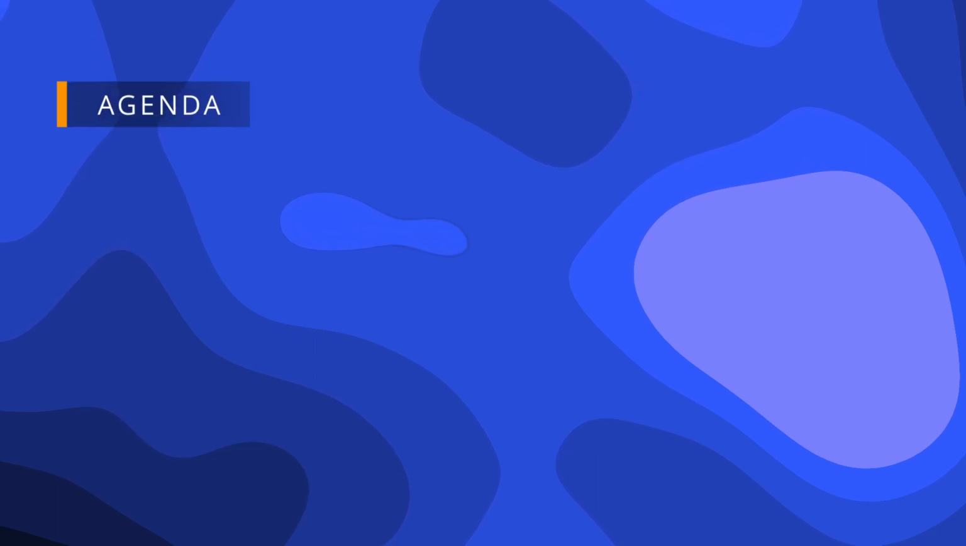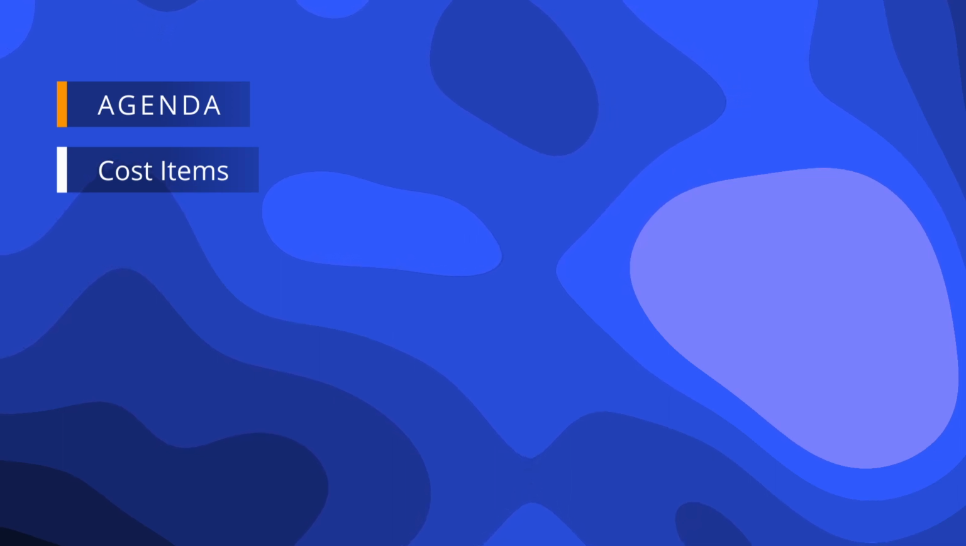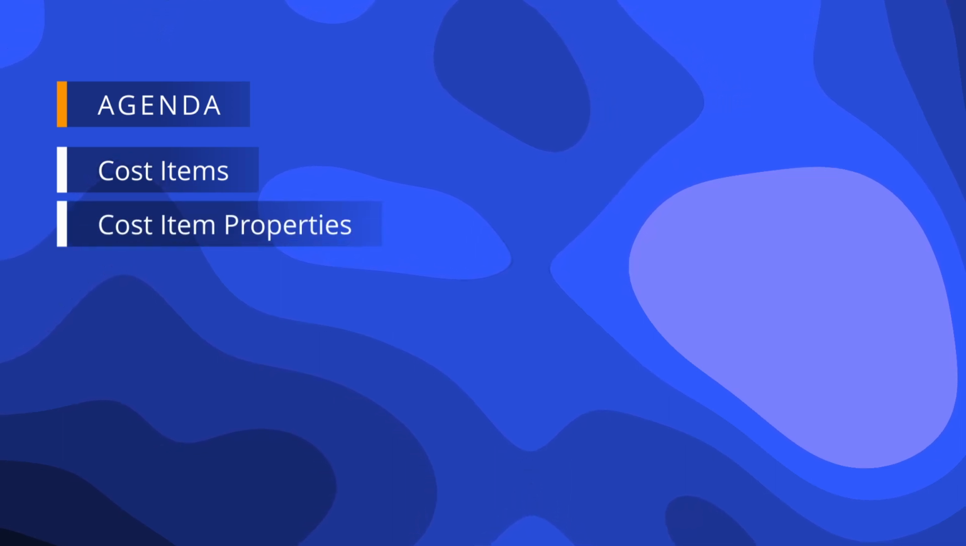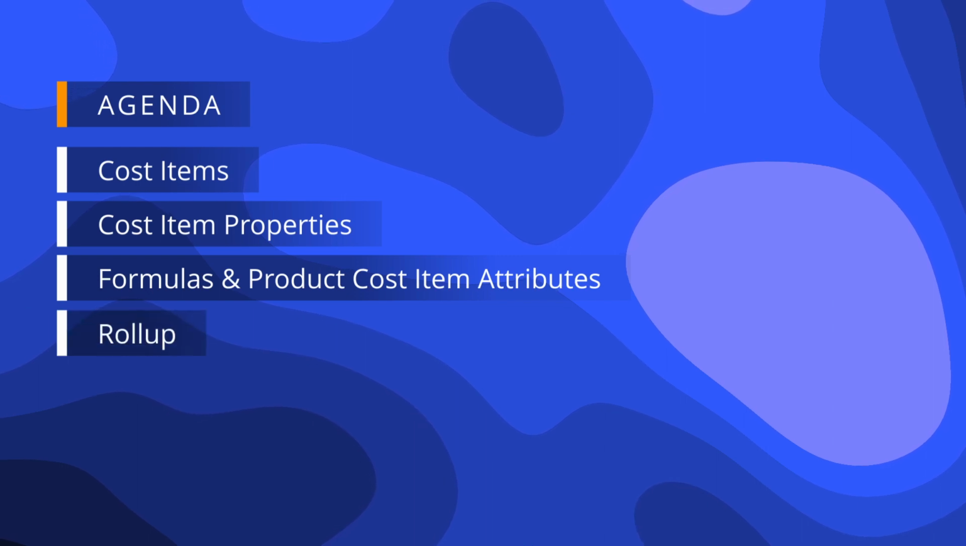Here's what we'll cover in this session. First, I'll do a deep dive into the building blocks of the cost structure, the cost item. I'll explain how their properties influence the way that they are implemented in the products and spend some time on formulas and their attributes. Then we'll look at the bigger picture and explore the process of rolling up the cost structure using each cost item's formula.